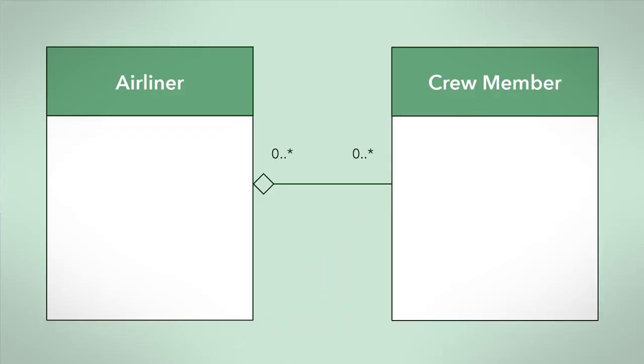Let's take a look at this example of aggregation using a UML class diagram. This UML class diagram describes the relationship I explained above between airliner and crew. It says that for an airliner object, it has 0 or more crew members. Also, a crew member object can be had by 0 or more airline objects. The empty diamond denotes which object is considered the whole and not the part in the relationship. This empty diamond is the symbol for aggregation.